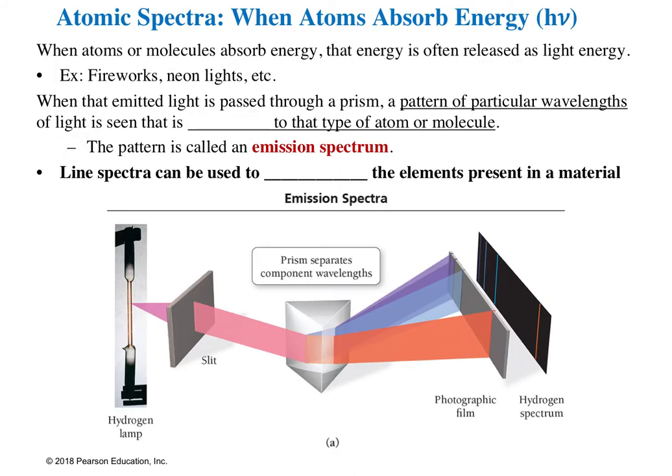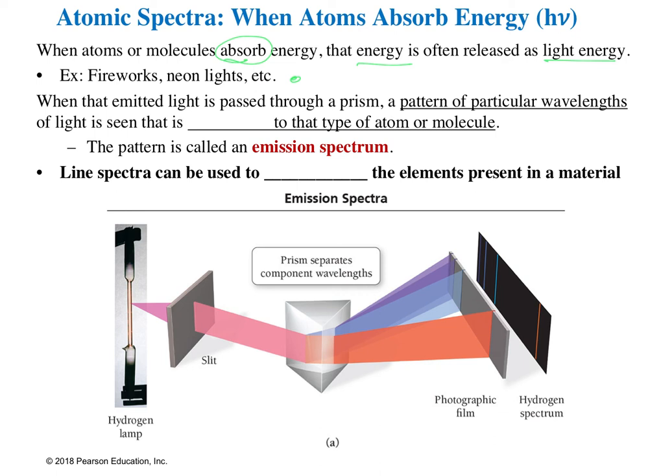So we've been talking about what happens when we shine light on a piece of metal and electrons are ejected, but we know that electrons are within atoms. And so when atoms absorb energy, that has to go somewhere. So when the energy gets released, it gets released as light. So we're familiar with that with neon lights and fireworks and such.